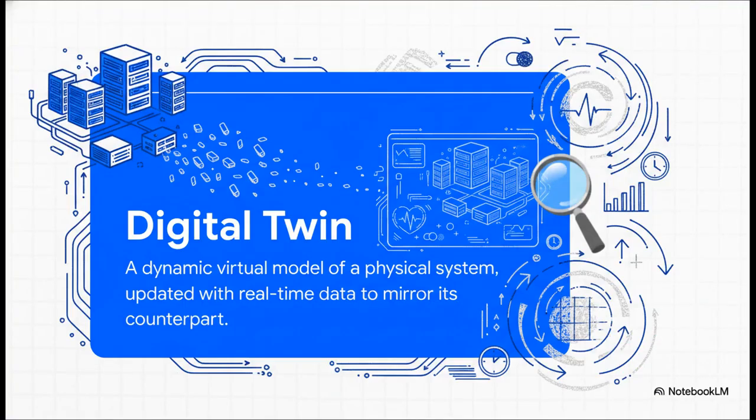So what is a digital twin exactly? Well, it's a dynamic virtual model of the physical network. And this is key. It's not just some static map. It's a living, breathing replica. It's constantly getting fed real-time data from all the actual hardware out there, so it mirrors what's happening in the real world second by second.